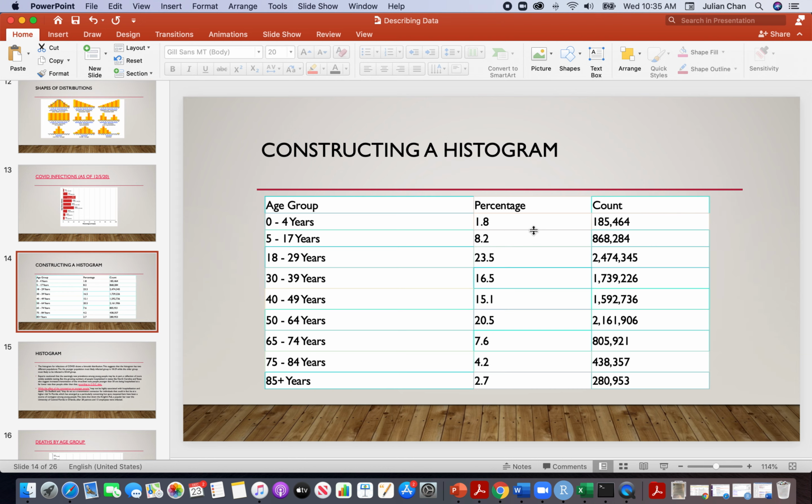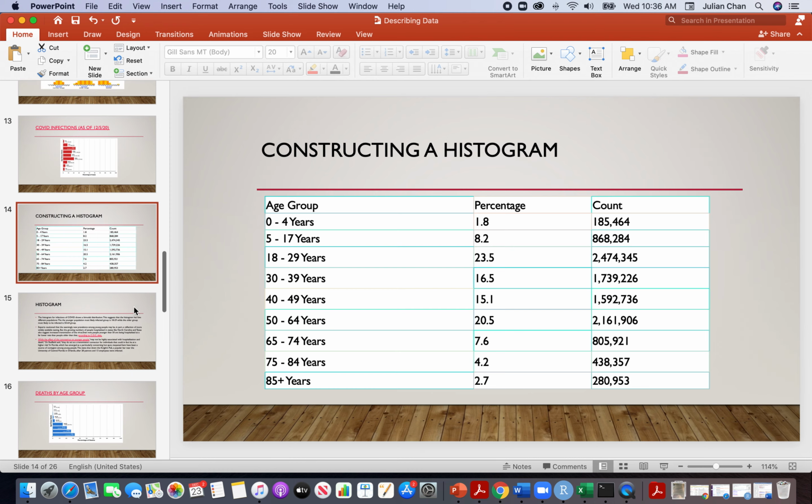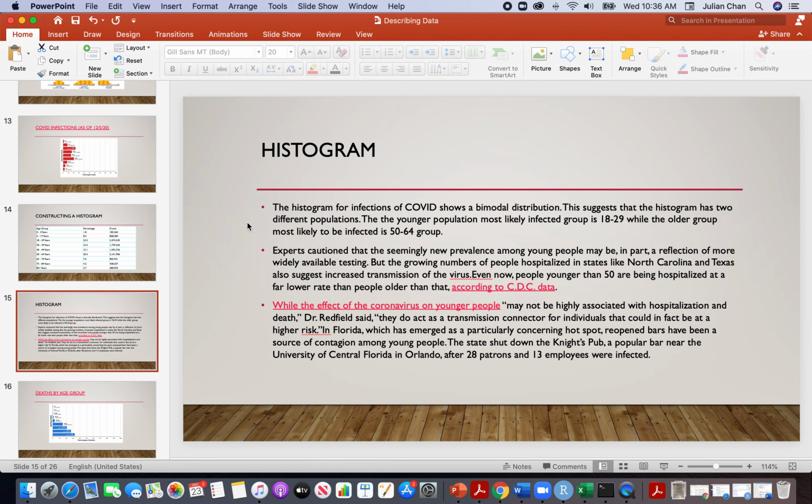One that lists the percentage is called a relative frequency histogram. It's also estimating the probabilities of an outcome. I personally prefer the percentage, but it makes no difference. In order to construct a histogram, we're going to need to make a table just like this. I'll walk you through the steps, but let's talk about this histogram and what people are saying about it.